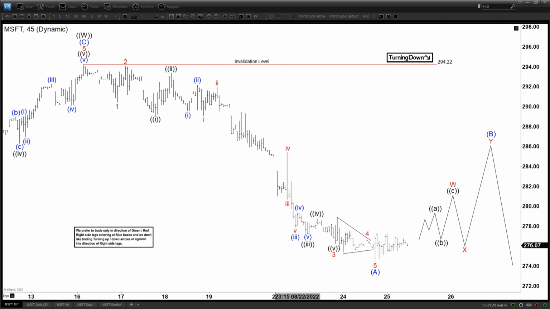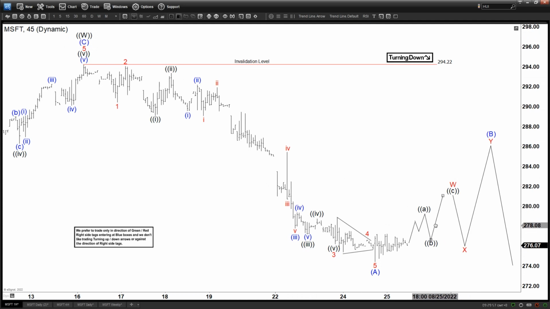Approximately GMT. So today we're going to be looking at the chart of Microsoft. Here is a 45 minutes chart. We can see right here that we ended with W at the 294. So what that means is we are currently within the X pullback in the primary degree, right?